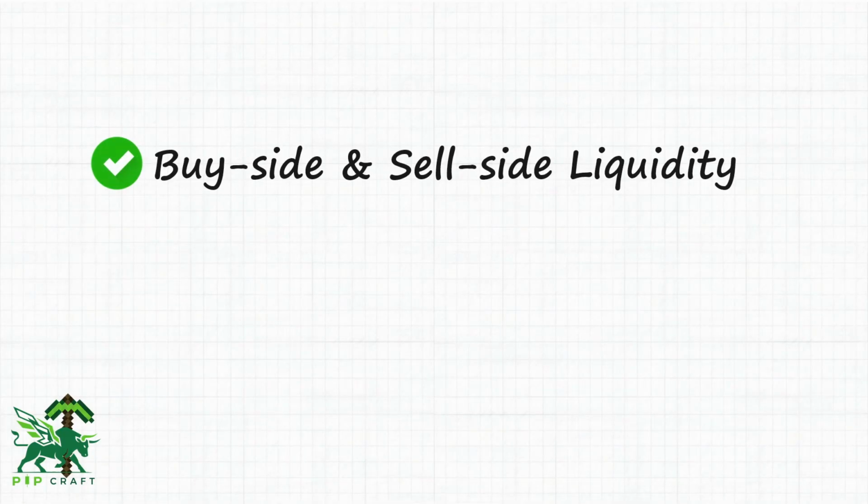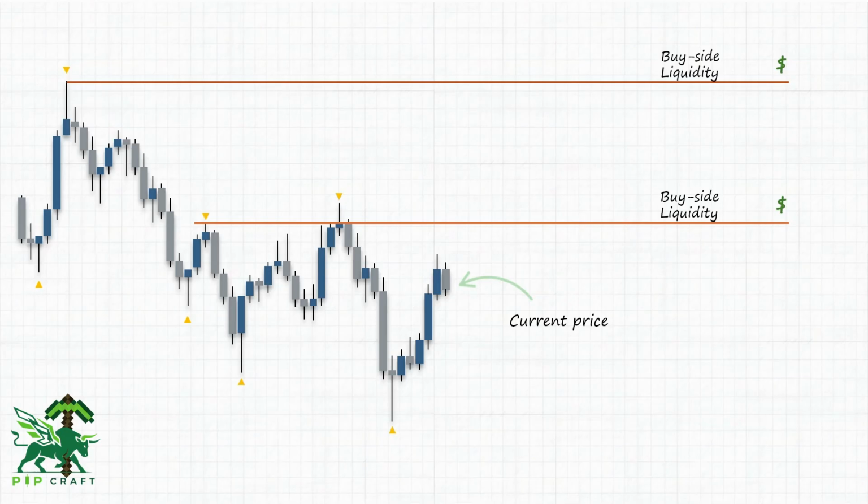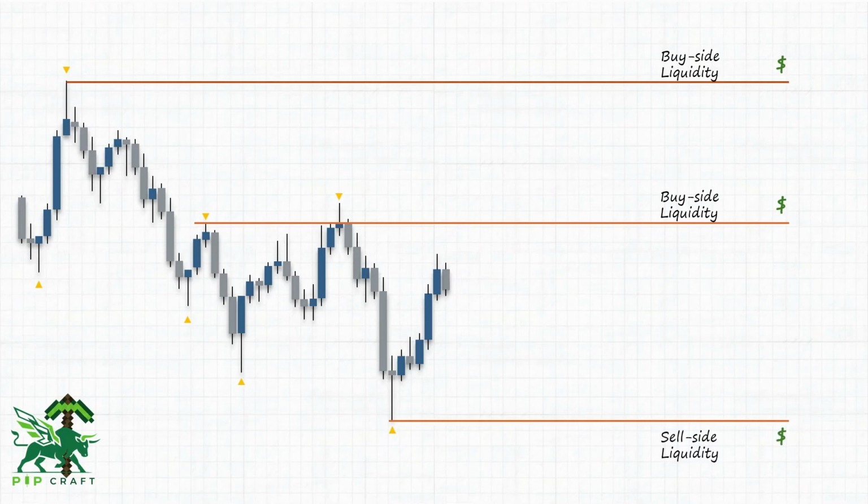So now that we understand liquidity levels and liquidity grab patterns, let's take it one step further and talk about buy-side and sell-side liquidity and how market makers engineer liquidity. The liquidity above a high or group of highs is called buy-side liquidity, while the liquidity below a low or group of lows represents sell-side liquidity.